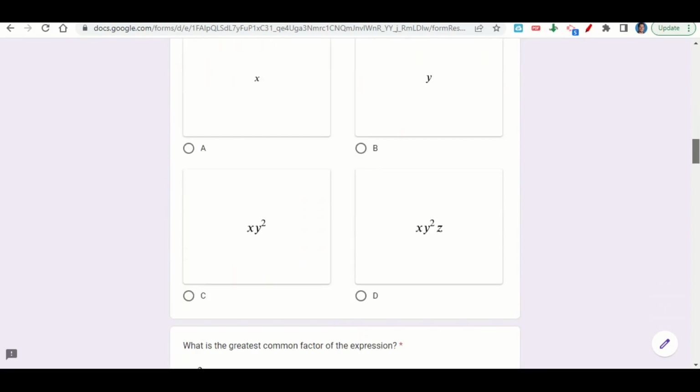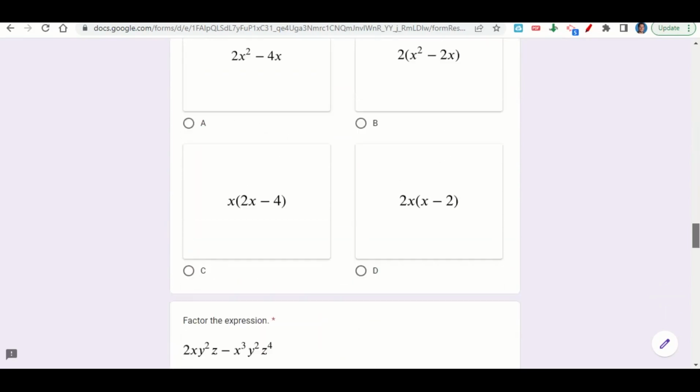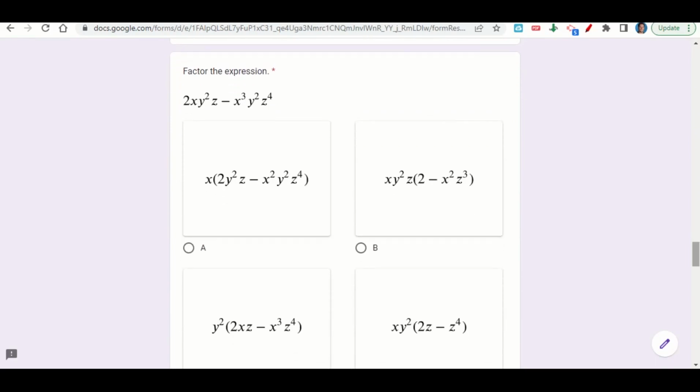And it's going to continue to ask about the greatest common factor. Now let's look at this one here. So now we're actually factoring the expression. So it says 2xy squared z minus x cubed y squared z to the 4th. Well, the 2 we can't factor anything there because they don't have anything in common. We have an x in common here. We have a y squared in common here. And we have just a single z in common here. So we should have x y squared z as what we're factoring.